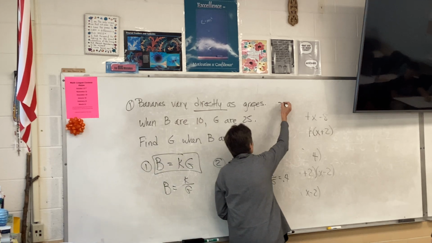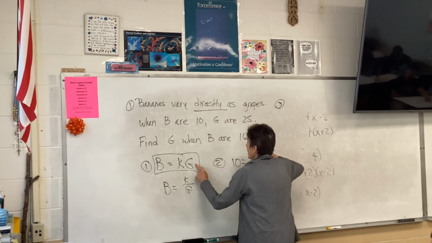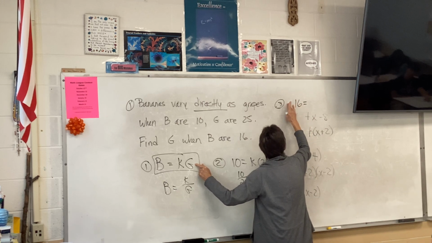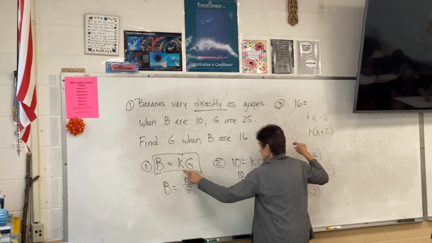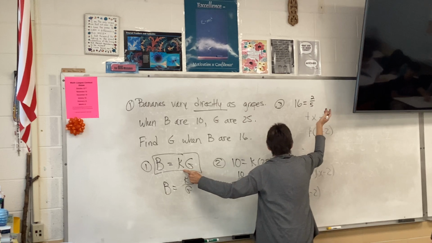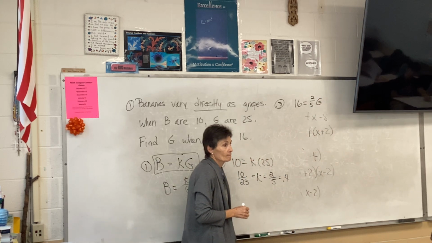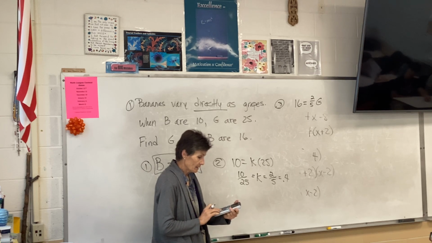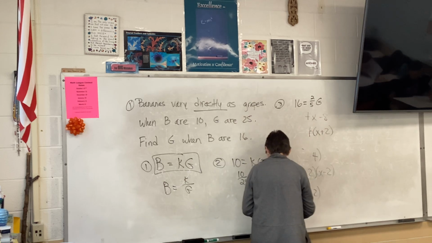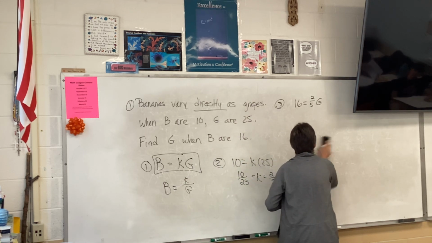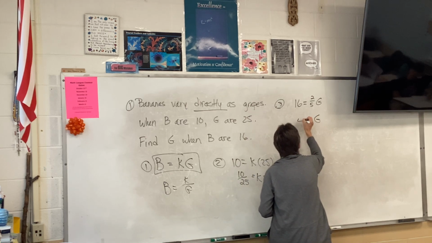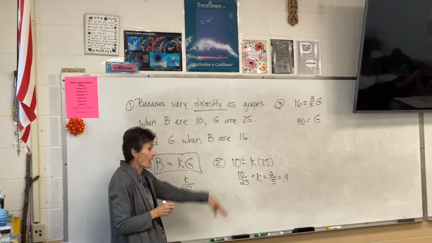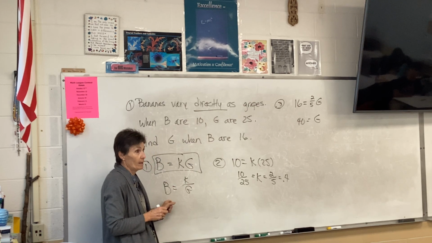Now, what's step three? Go back to your equation. Find grapes when bananas are 16. So 16 bananas equal 2/5 or 0.4 times G. So 16 divided by 0.4 is 40. So when I solve that equation, I get G equals 40. If this had been varies inversely, I would have done exactly the same thing, but I would have used that formula.